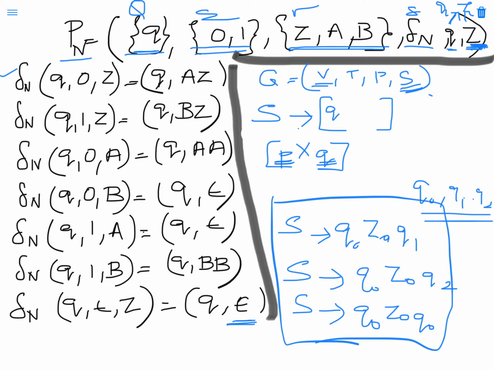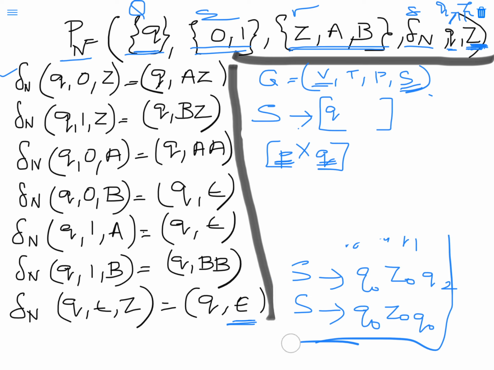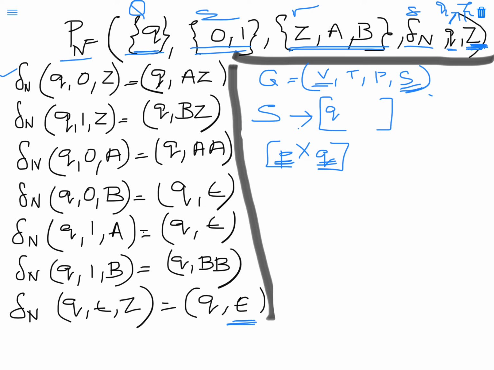For the time being, in our example we have only a single state. So you can write the production with the name of the state, Q, and the initial stack symbol Z in the middle, and the target state, only one state, Q. So S gives Q Z Q. This will be the first production for the start symbol S.